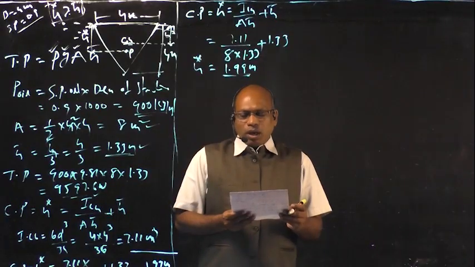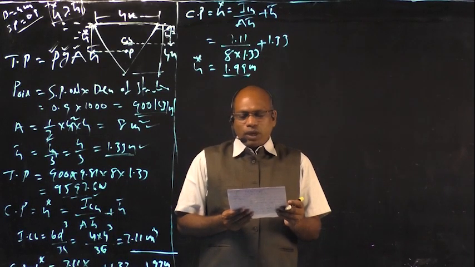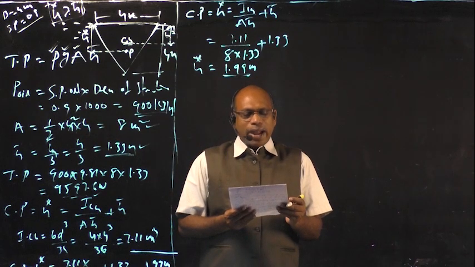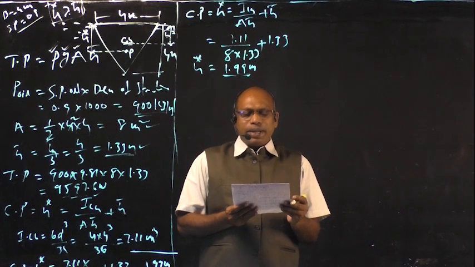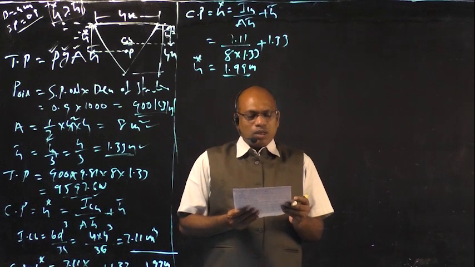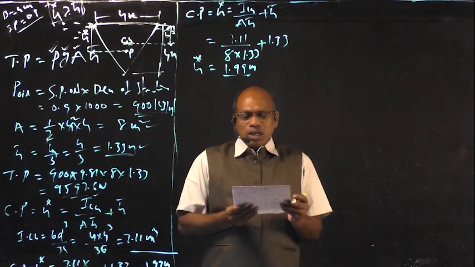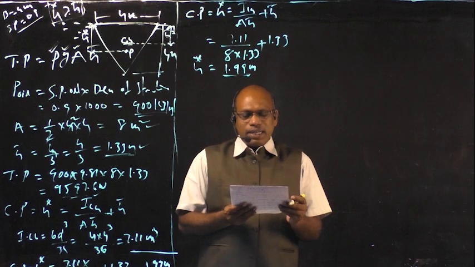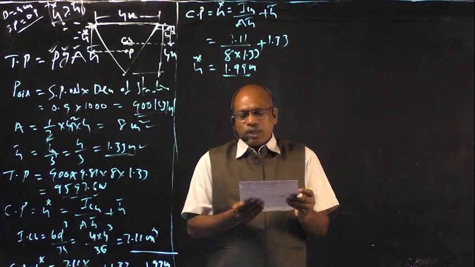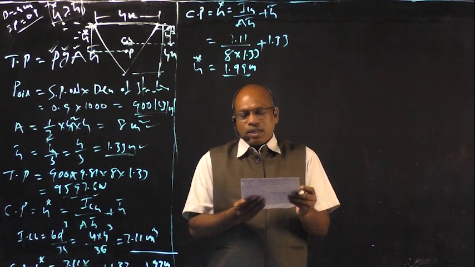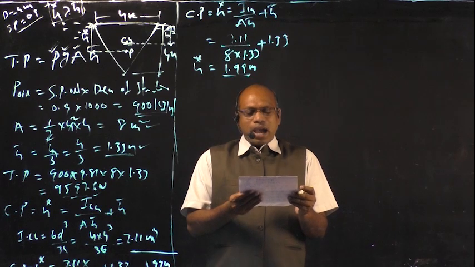Right? Compute the horizontal and vertical components of the total force acting on a curved surface AB, which is in the form of a quadrant of a circle of radius 2 meters as shown in figure.